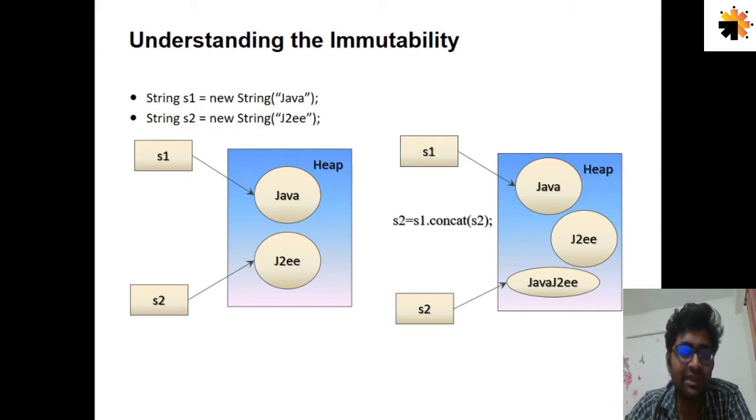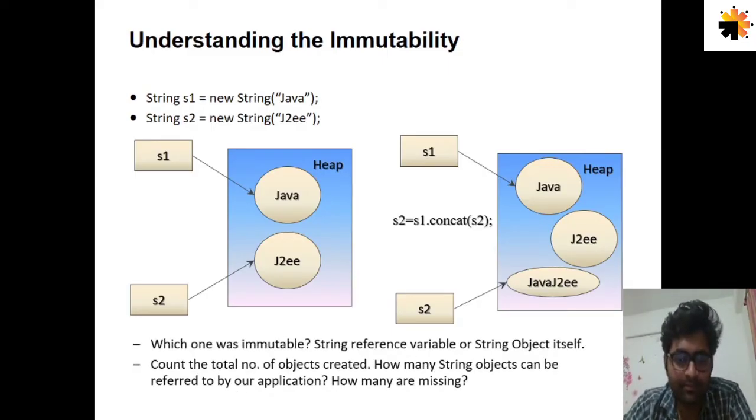It will be present in the heap memory till the time garbage collection happens, but it will be losing its reference. So the new s2 will be pointing to the new object which is Java j2ee. So this is the immutability, means here I am trying to modify the j2ee string, but it is creating a new object which is Java j2ee, and the old object is still there on the heap memory, but it will be garbage collected because it lost its reference.